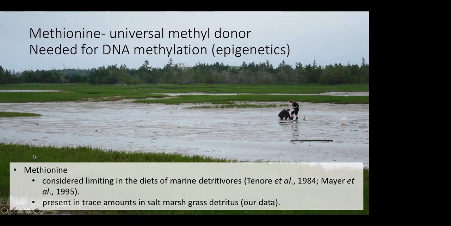So why methionine? Methionine is an essential amino acid, so we have to have it in our diets, and polychaetes do too. It's present in very, very low amounts in salt marsh detritus, and that's the major source of food for these polychaetes and many other invertebrates. It's present in really low amounts, and therefore it's considered to be limiting in the diets of marine detritivores. Marine predators get lots of methionine, marine herbivores, lots of methionine, but those that rely on detritus have a really hard time getting it in their diet.